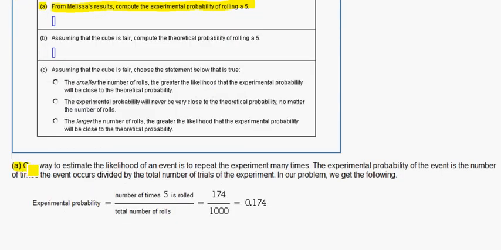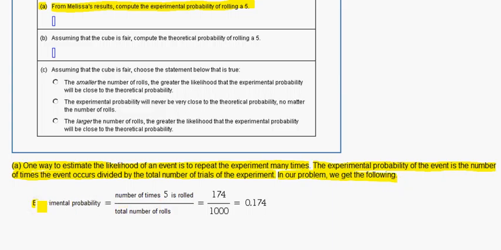So in A, one way to estimate the likelihood of an event is to repeat the experiment many times. The experimental probability of the event is the number of times the event occurs divided by the total number of trials of the experiment. In our problem, we get the following.